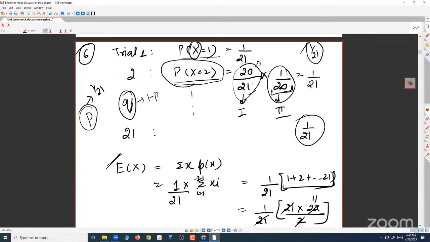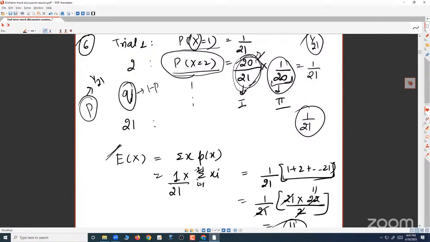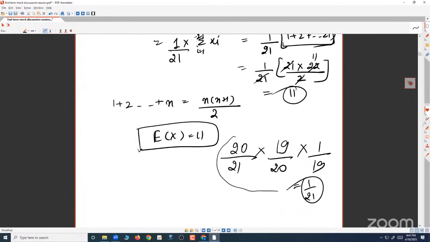Okay. Now the second trial, I'm getting the key. And there will be only one key left, because the key that we have used in the first trial is only one key, right? So in this case, how will we write it? P is equal to 20 by 21, 19 by 20, and the last one is a success. Correct, ma'am.